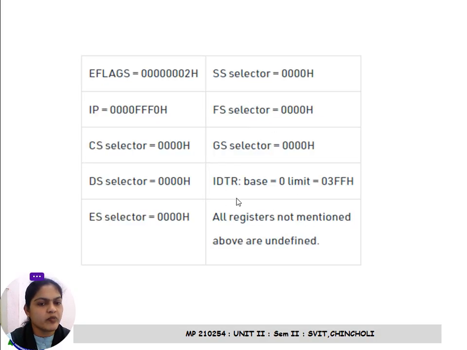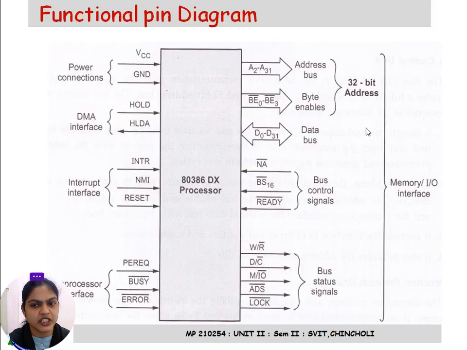And these are some registers which contain defined values after initialization of the 80386. EFLAGS contains 02H, where H stands for hexadecimal number. These are some registers present in the 80386, and these are the defined values present after initializing the 80386. This is the initialization step of the 80386.